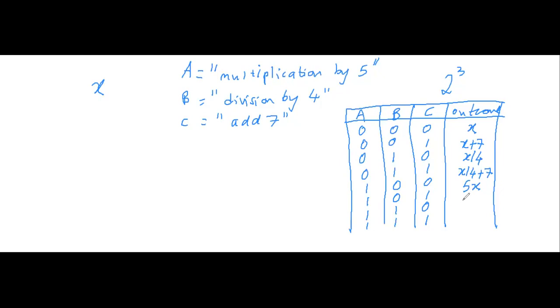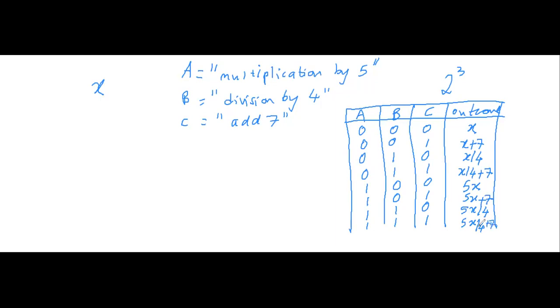I hope it's clear. So this combination now is saying we multiply by 5, but we don't divide by 4 and then we add 7. So it's 5x plus 7. This combination is saying we actually multiply by 5 and then we divide by 4, but we don't add 7. So the outcome you would get is 5x over 4. The last one is we're doing all the 3 operations. So we multiply by 5, we divide by 4, and we add 7. So this is 5x over 4 plus 7.